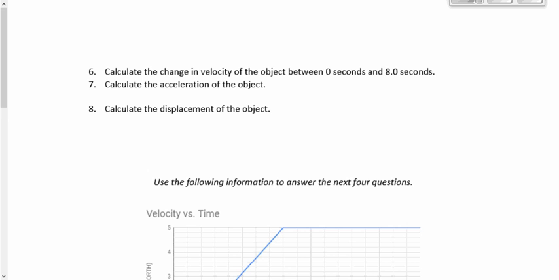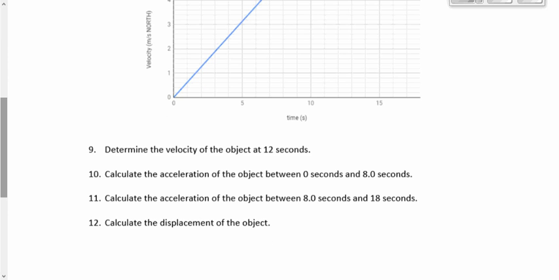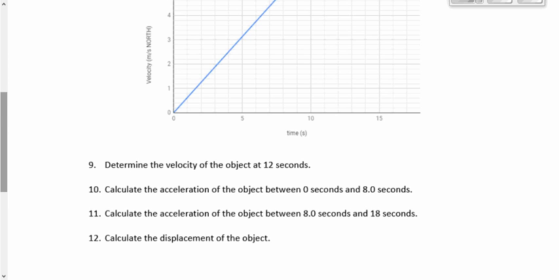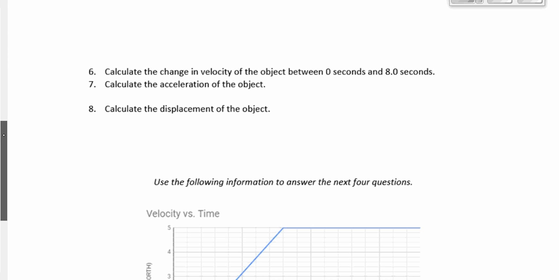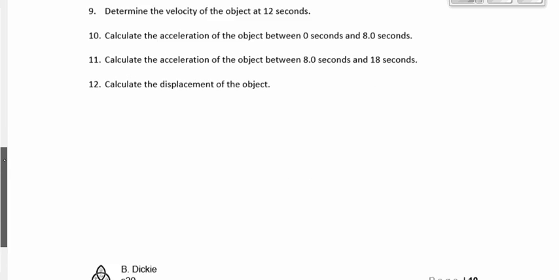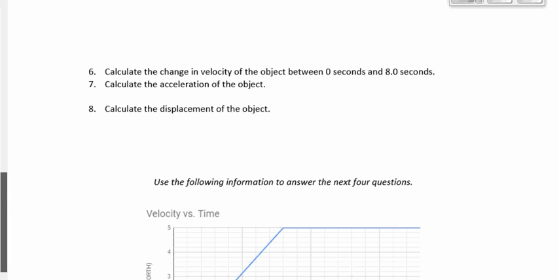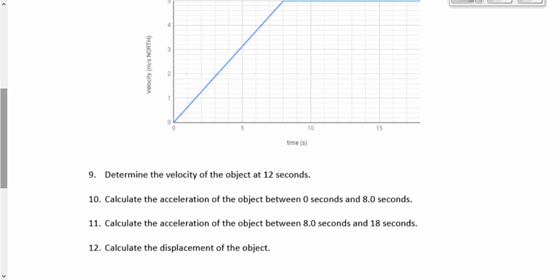Okay, 9, 10, 11, and 12 here. 9, the velocity at 12 seconds. We go up and over at 12 seconds, and it looks to be 5 meters per second. The acceleration between 0 and 8 seconds.